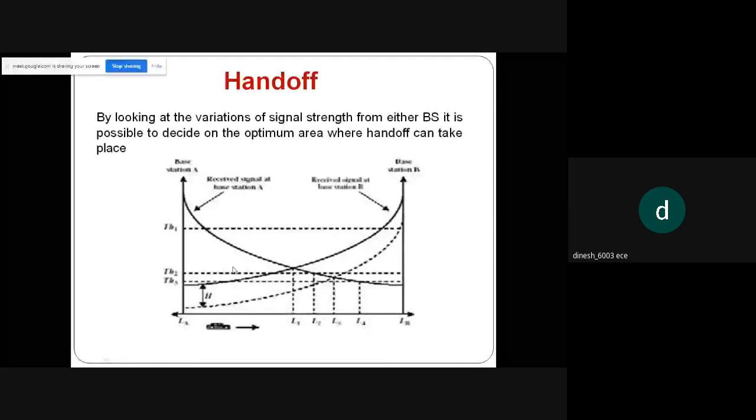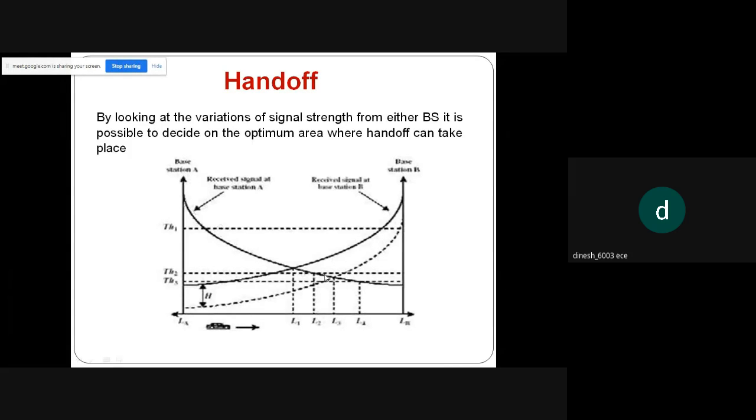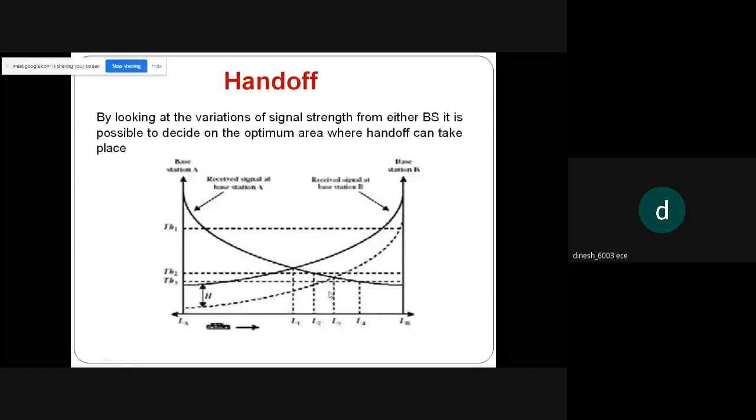The base station A, where the mobile is present, receives signals with a coverage in this form. It will cover like this. So this is your threshold 1, this is threshold 2, this is threshold 3. If the signal goes beyond this L1 point, which is nearly TH2, the call will get cut. If it is above this TH1, the call will be connected entirely during this time from base station A to base station B.